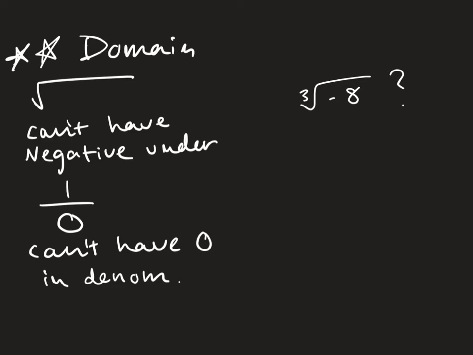If our index is odd, yes, we can have a negative under a cubed root. So yes, if we had a cubed root, this would be all real numbers. So it's only for square roots or if our index is even. So square root or fourth root if our index was even. But we can have negatives under an odd index. So these are the two things that you want to keep an eye out for.